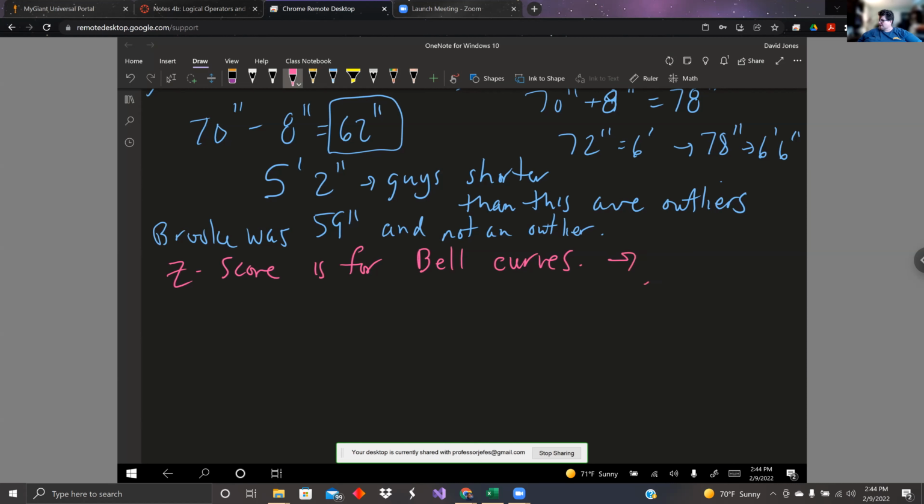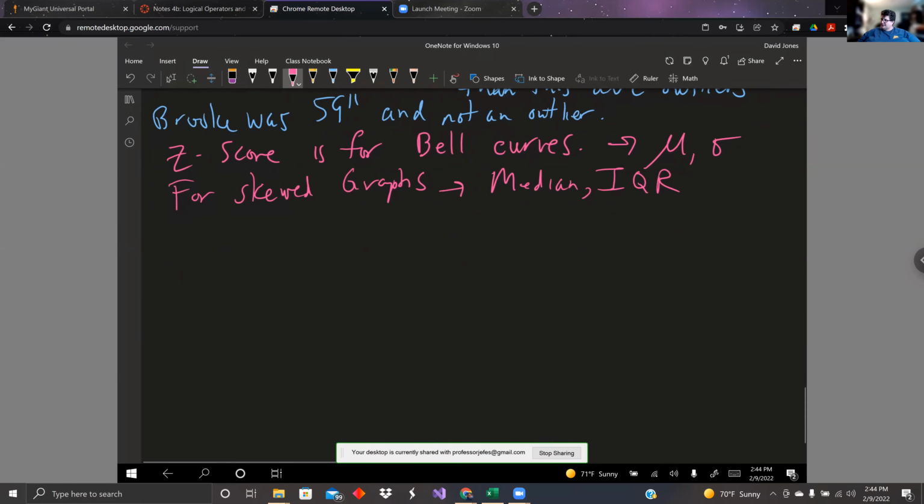And we use mean and sigma. When we want to compare stuff on a skewed graph, and we don't do it that often, but for skewed graphs, instead of the mean, we use the median. And instead of standard deviation, we use something called the IQR. The IQR stands for Interquartile Range.